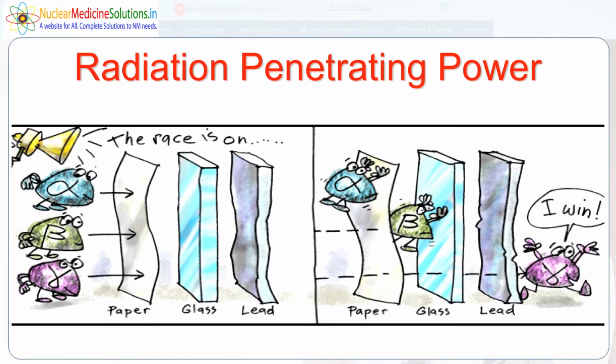It's a beautiful picture about radiation penetrating power. The race starts between alpha, beta, gamma. Alpha can be stopped by paper. Beta can be stopped by glass. Finally, the one winning the race is gamma, which has crossed paper, crossed glass, and finally lead. If the thickness of lead is not proper, the gamma comes out and says, I win the race.